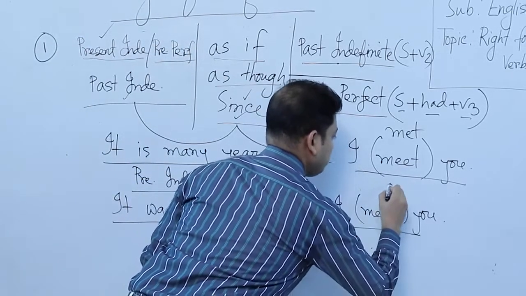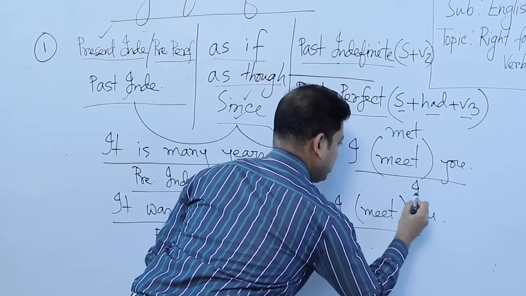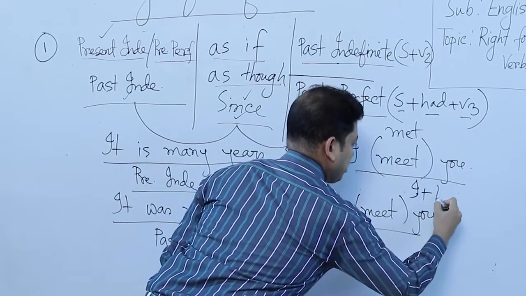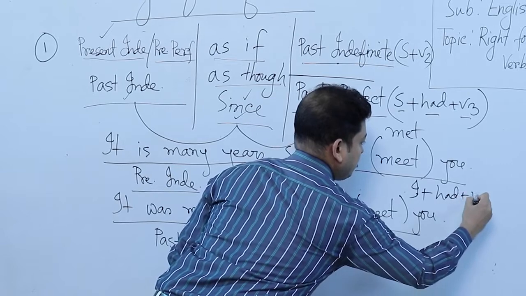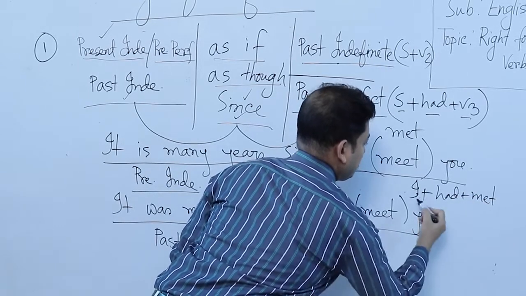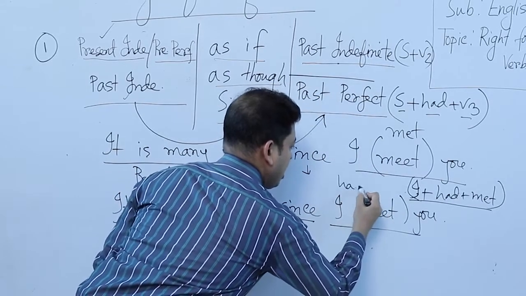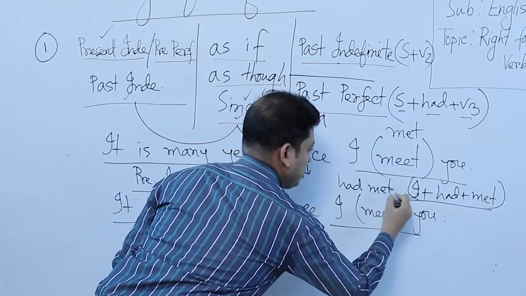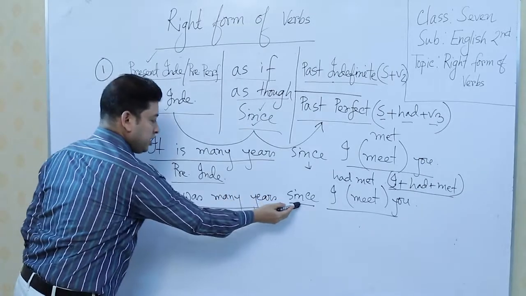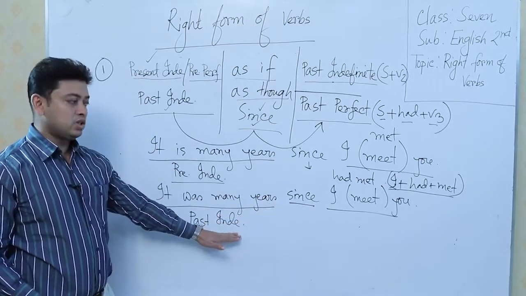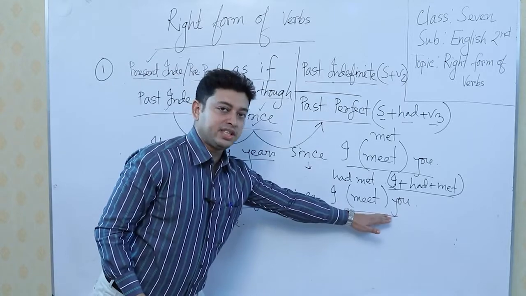So, here the change will be: subject plus past perfect, that means had, plus V3, met. So, this will be the case. The change will be here, I had met you. Since in the middle, past indefinite in the first clause, past perfect will be in the second clause.